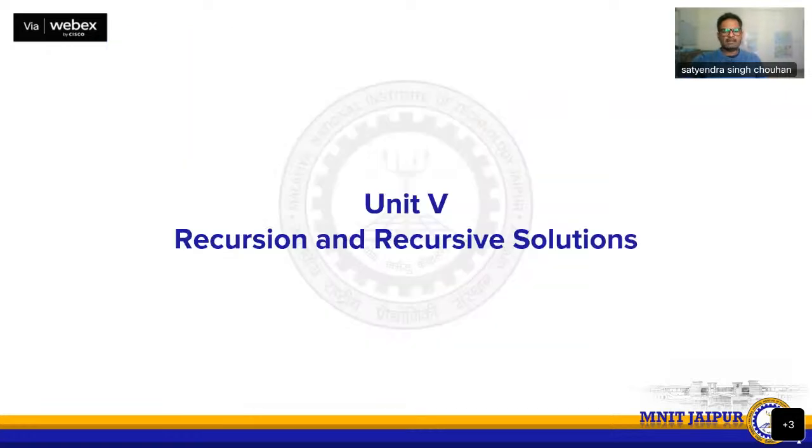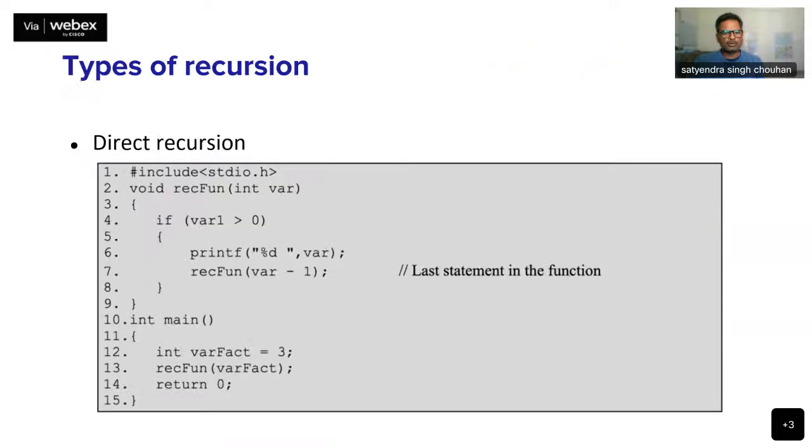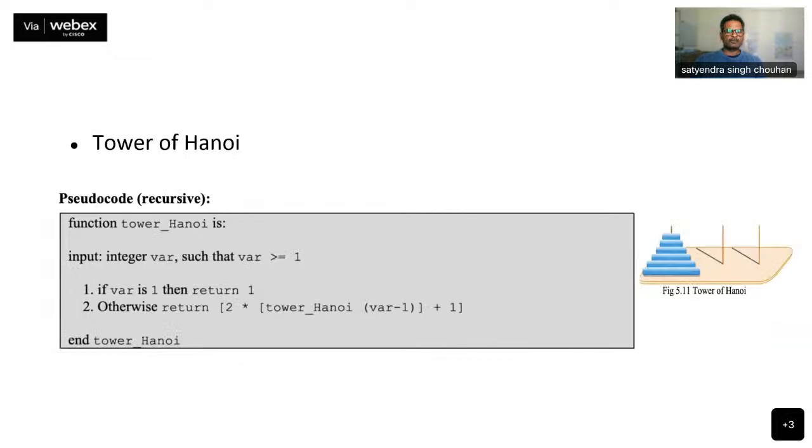Unit 5 discusses recursion and recursive solutions. Some complex problems can easily be solved using recursion, and recursive solutions extend the idea of functions discussed in unit 4. Again, it starts with a motivating real world example, and then goes towards programming examples and explanations. One interesting problem, the Tower of Hanoi, is also discussed towards the end of the unit.